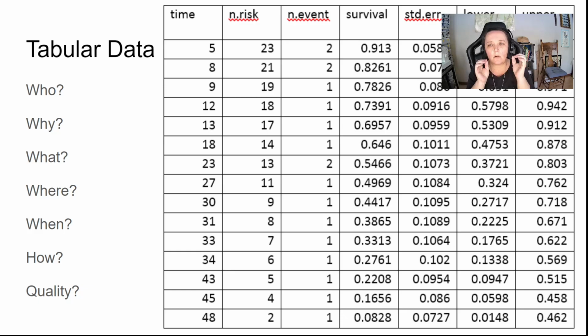So when you're looking at tabular data, you need to figure out what these different column names mean. That's really an important part of understanding the metadata about a certain data set. And you want to think about who put this together, why, what, where, when, and how, and look at the quality of it. So how accurate is it?